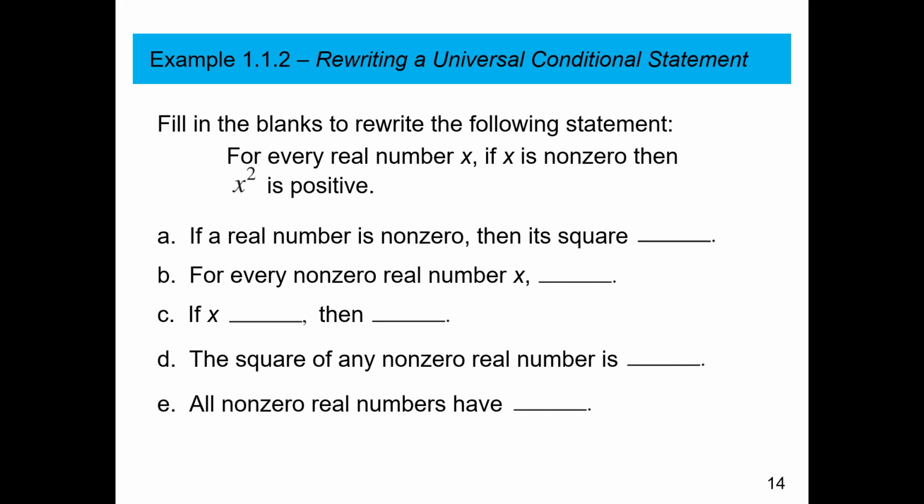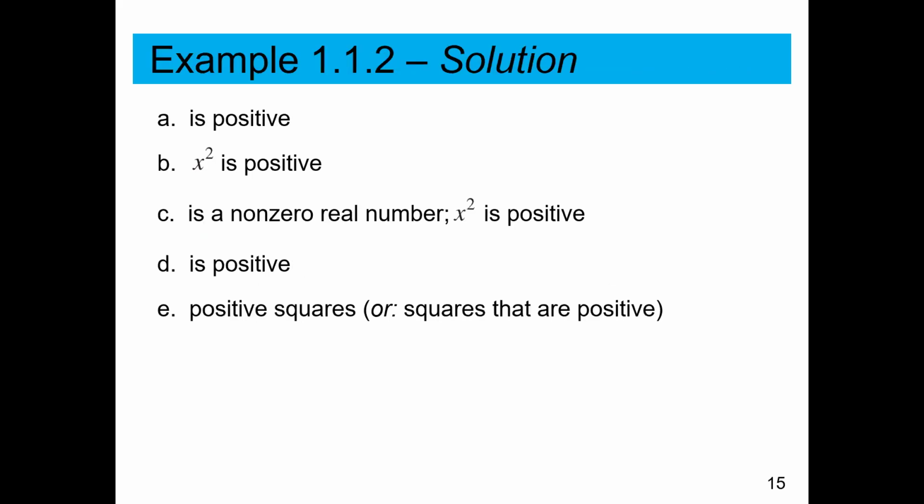All right. So if you did that, the first one: if a real number is non-zero, then its square is positive. We can say that. The second one: for every non-zero real number x, x squared is positive. If x is a non-zero real number, then x squared is positive. We can continue on with the next one, being it is positive. And the last one, they have positive squares. So there are lots of ways to talk about that.